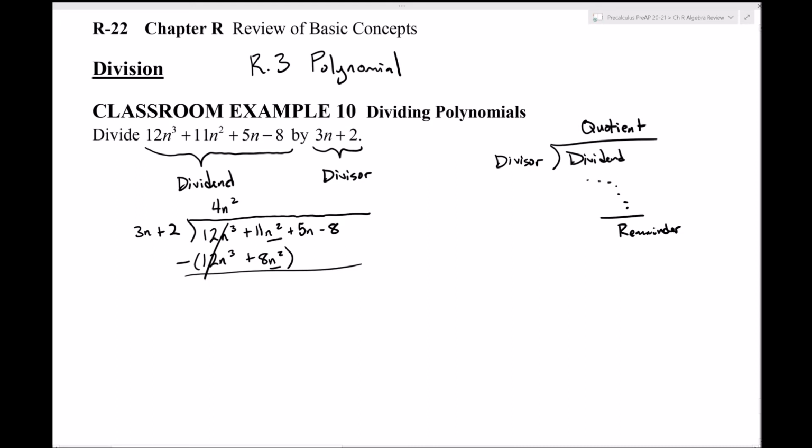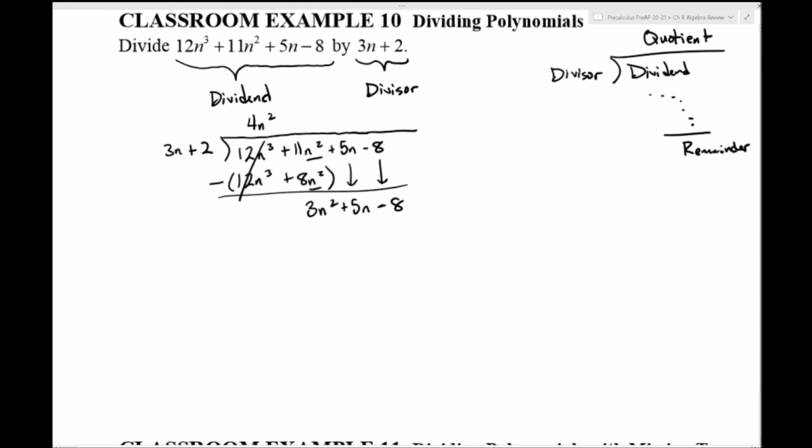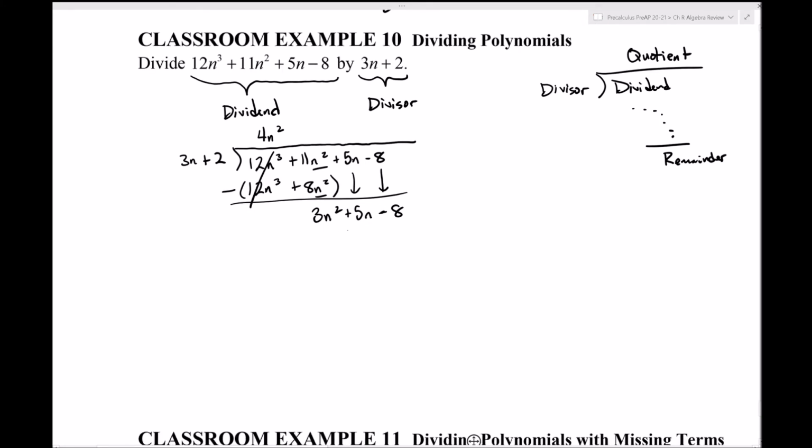So 11 minus 8n squared, that's going to be positive 3n squared. Then you drop down anything else that remains, plus 5n, and then minus 8. So then once we have a completely simplified subtraction with everything dropped down, this is our new dividend. And we repeat the process all over again as long as the degree of the dividend is no smaller than the degree of the divisor. As soon as the dividend becomes smaller in degree, then we stop.